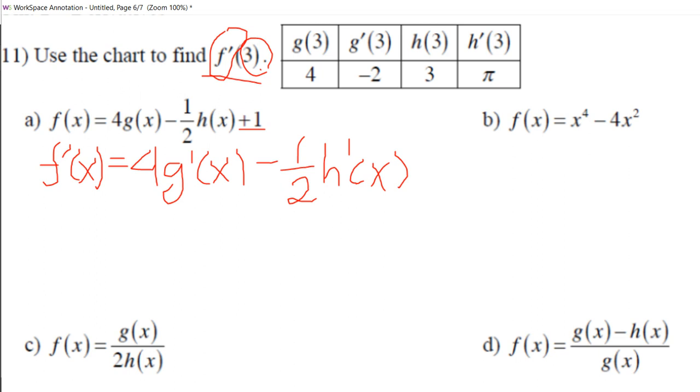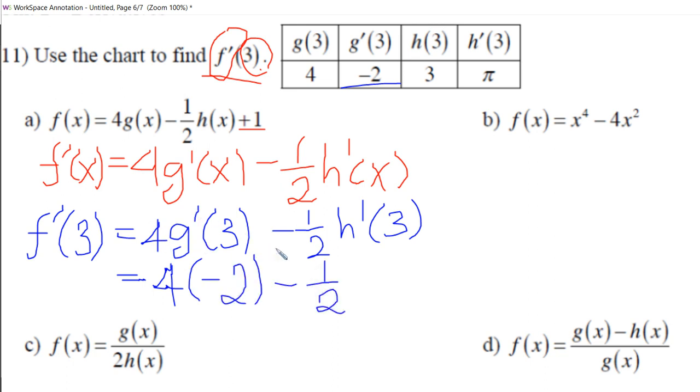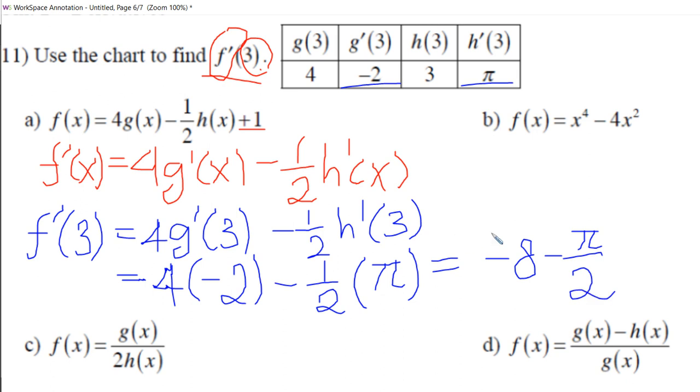And once we found the derivative of f of x, we're going to plug in 3's into all of those. And then we're just going to have to read the chart. So g prime of 3, it's right up there, is negative 2, minus 1 over 2 times h prime of 3, which is pi. Now, if I simplify this, it really becomes negative 8 minus pi over 2. And I'm just going to leave it like that.